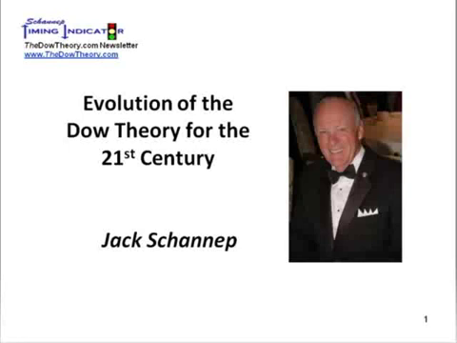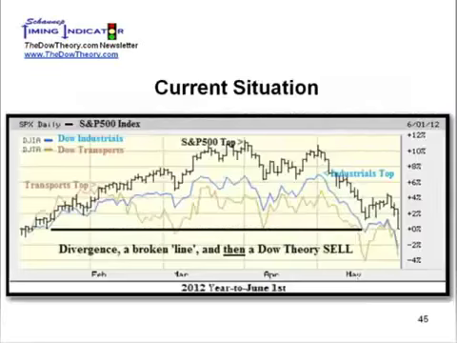Okay, that appears to be all the questions that we have, so let's take a look at the current status and wrap it up with that. Here was a chart, a little bit hard to read, I put together to show that we had the transportations topped back there in the first of February. And after that happened, the S&P 500 went higher and the Dow Industrials went higher. And that's a divergence. And sometimes divergence is a sign of trouble ahead.